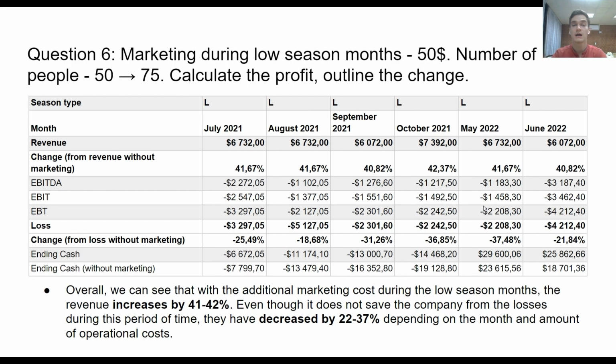Moving to question 7, it asked how the revenue and profit will change if we put marketing cost during the low seasons of $50, which will increase our customers by 25 per hour per day. To compute the profit, you can see it in the table below. We can see the revenue increases by 41-32% depending on the month. At the same time, the profit losses have dropped by 22-37% depending on the month and amount of operational costs, which actually resulted in an increase in final cash, which is $25,900.